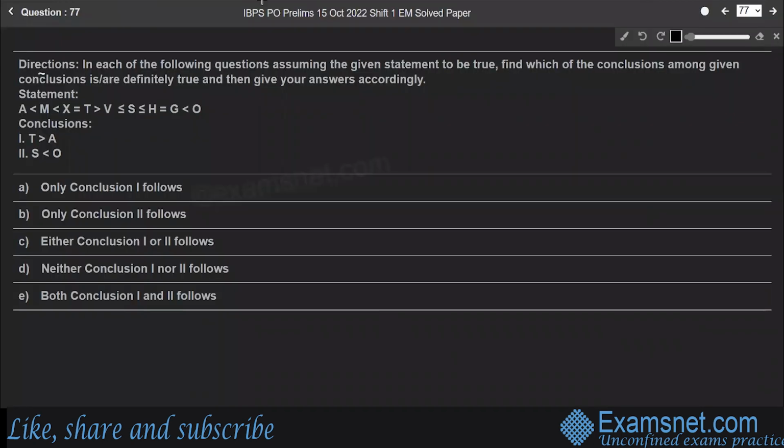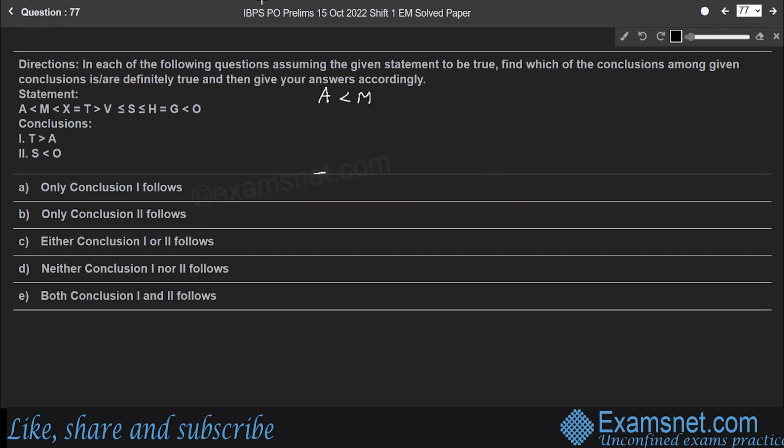Question 77. Here direction is, in each of the following questions, assuming the given statements to be true, find which of the conclusions among the given conclusions is or are definitely true and then give your answers accordingly. Here the given statement is A less than M. So consider the letters one by one. A less than M. So let us consider A as a line here, right?